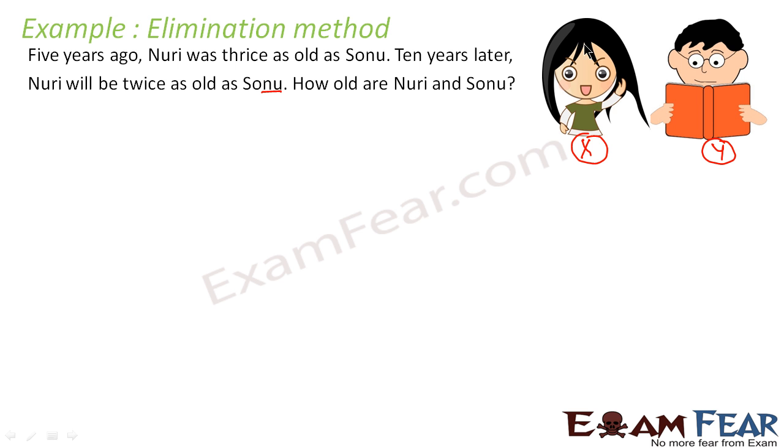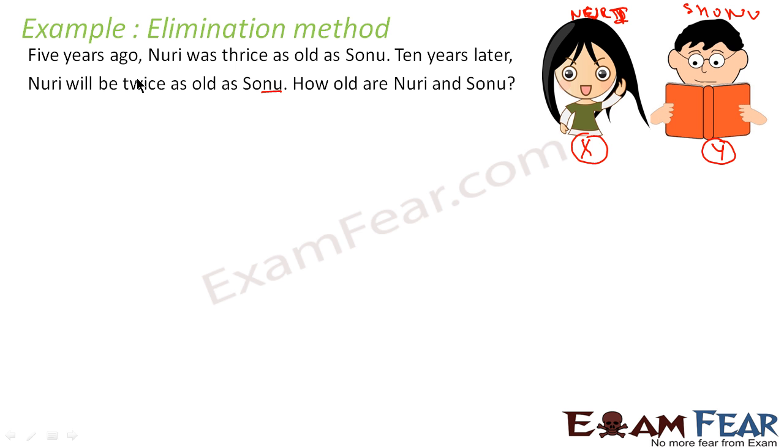So I'll write the names if you want. This is Neeru, and this is Sonu. Neeru's current age is X and Sonu's current age is Y.